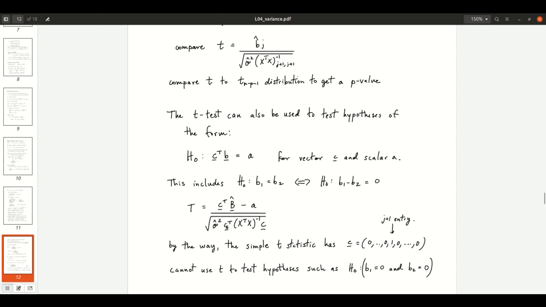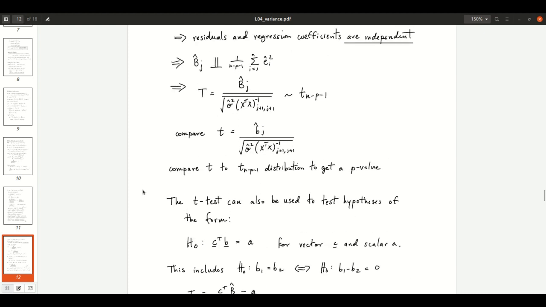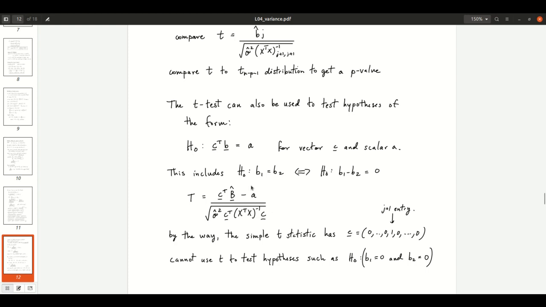And it turns out that this is a scalar, or you could think of this as a 1 by 1 matrix. And this is the more general form. What I mean by that is that the t-statistic that we talked about first is just a special case of this kind of t-statistic where C has a 1 in the j plus 1 entry and A is equal to 0. So if you set C equal to this and A equals 0, you get T equals B hat j divided by the square root of (x transpose x) inverse at j plus 1 comma j plus 1.